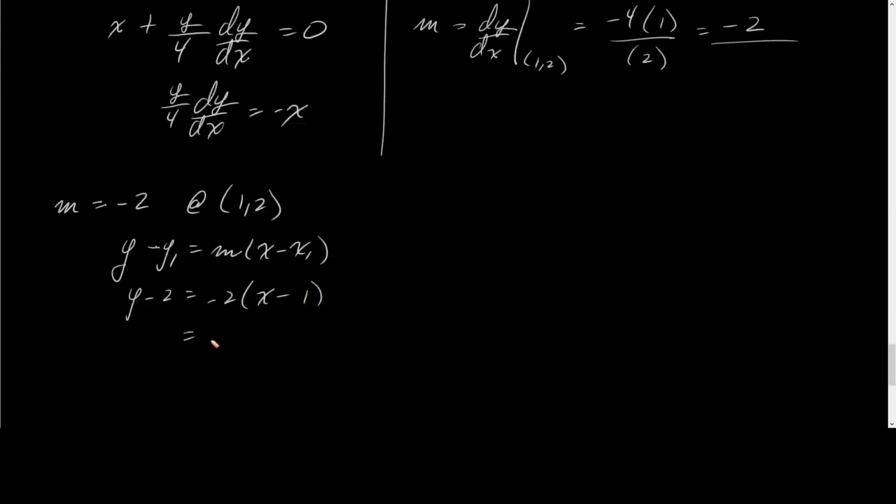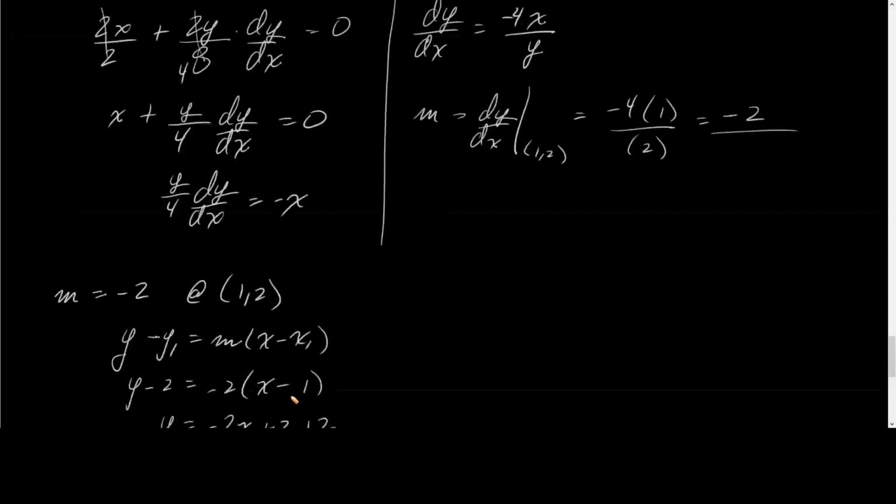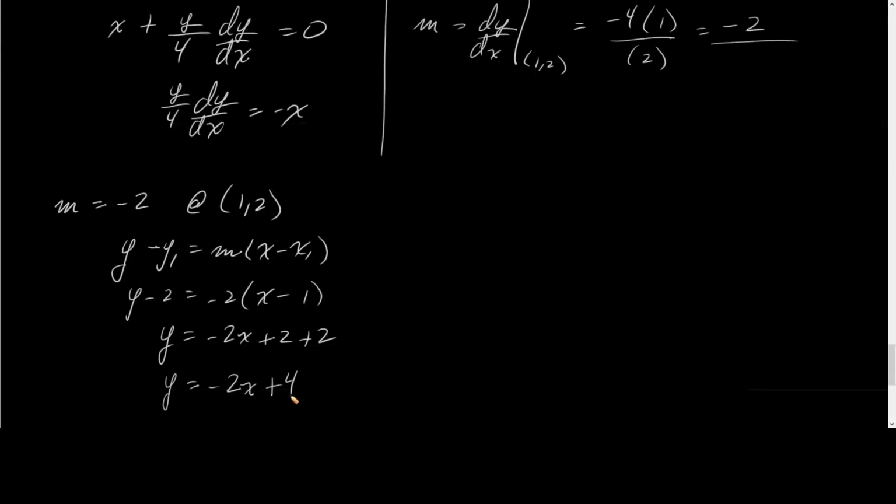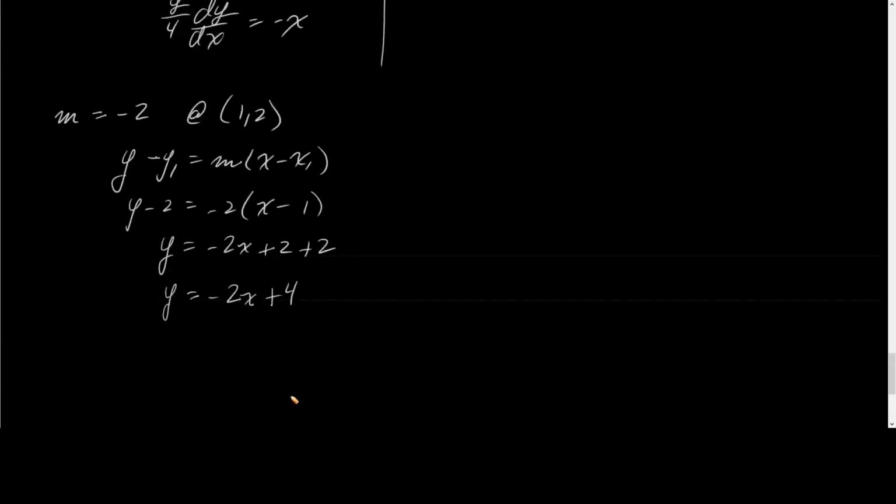Distributing the negative 2, negative 2x plus 2, add 2 to both sides, plus 2, not plus 4. Add 2 to both sides, there we go. So I end up with negative 2x plus 4. And that's the equation. So the process, again, is still the same idea to find the equation of the tangent line. It's just we're using implicit differentiation to find these things out. And graphically speaking, let's see what we found here.